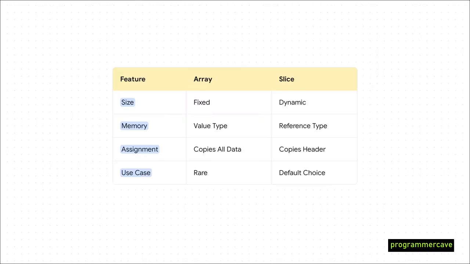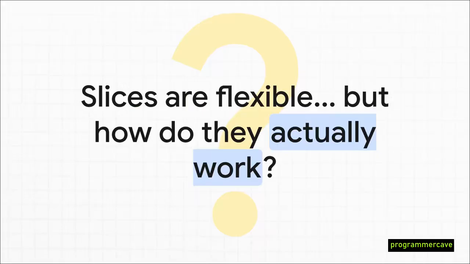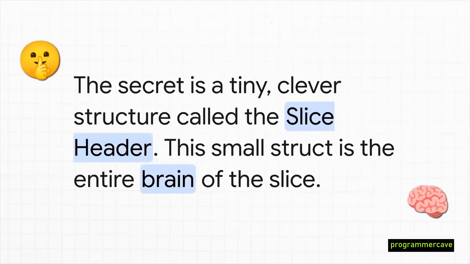Okay, so that flexibility is great, but it can feel a bit like magic, can't it? Especially since we just said a slice doesn't actually store the data itself, so how in the world does it pull that off? Well, it's not magic, but it is a really clever bit of engineering. It all comes down to this tiny little structure called the slice header. You can think of it as the brain, or maybe the command center of the slice. It's a small blueprint that tells the slice everything it needs to know.